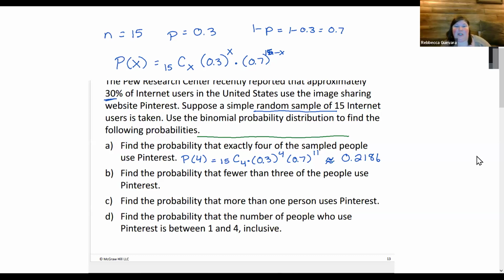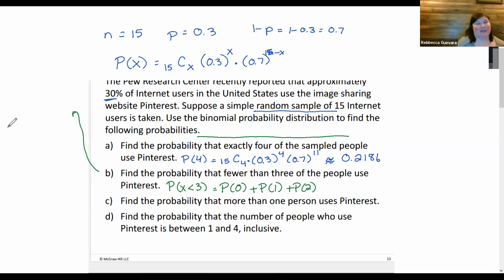The next ones are going to get a little more complicated. What is the probability that fewer than 3 people use Pinterest? So I'm looking at less than 3. This means I need the probability that 0 people use Pinterest, plus the probability that 1 person uses Pinterest, plus the probability that 2 people use Pinterest. So what I need is to figure out all those different probabilities.